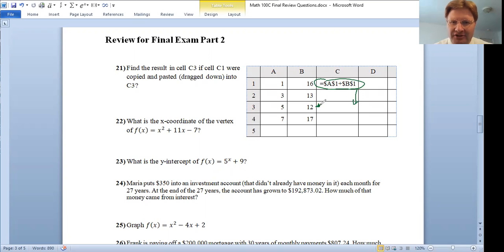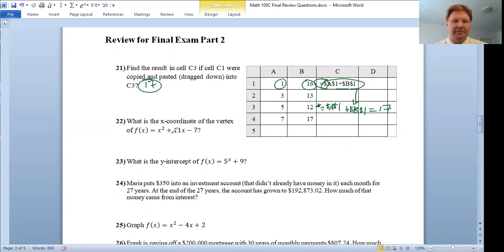Okay, great. So number 21, find the result in cell C3. So we're looking for this result here. If cell C1, this formula, were copied and pasted down into there. Now, because of the dollar sign, this would still say $A$1 plus $B$1, nothing would move. So nothing would change, and that's the key of the dollar signs. So A1 plus B1 would equal 17. It's the same thing that would have been up here, but the copy and drag won't do anything. So 17 is the answer.